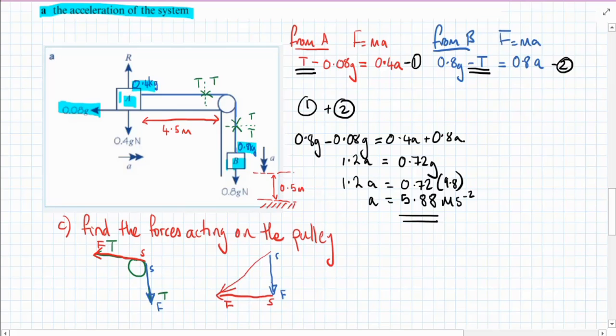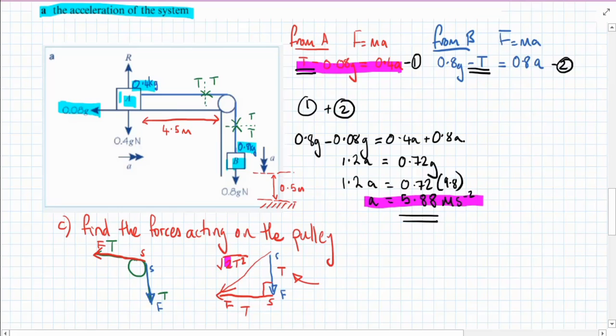Out of interest, we have a right angle triangle here. So we could just go ahead with Pythagoras and we'd find out if this was T and this was T, T squared plus T squared is 2T squared. The square root of that would give me the square root of 2T squared. And how would I find T? Well, I would get that because I know the value of the acceleration here, and I can put that into this equation here to solve it to find T.